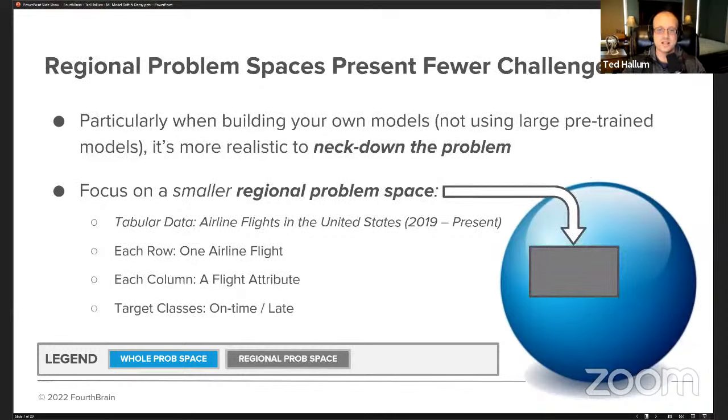So the key is to neck down your problem. You need to identify, with a well-specified machine learning problem, what it is that you really want to predict, and identify a regional problem space that's a subset of that whole problem space. So if we were, again, going back to our example of airline flight data, maybe we would say we're only interested in airline flights in the United States from the years of 2019 to present. That would be a much better specified problem for supervised machine learning than just trying to build the model generically for the entire problem space of airline data.